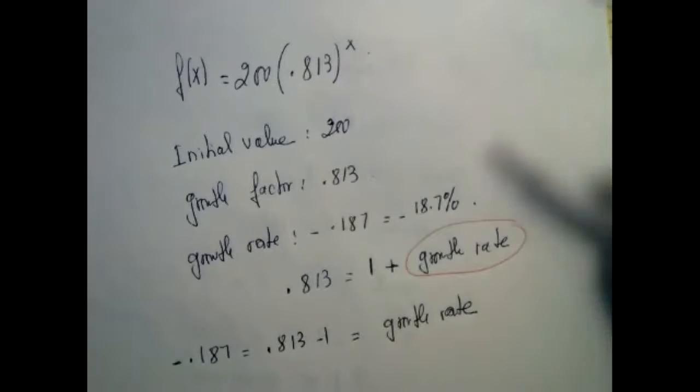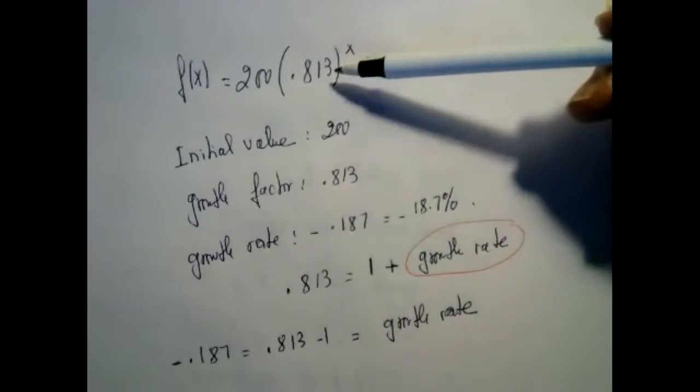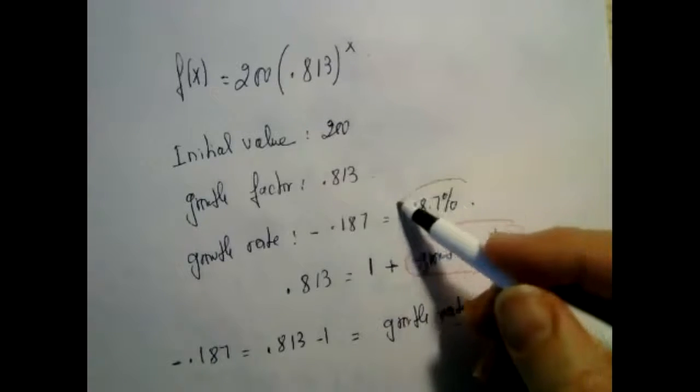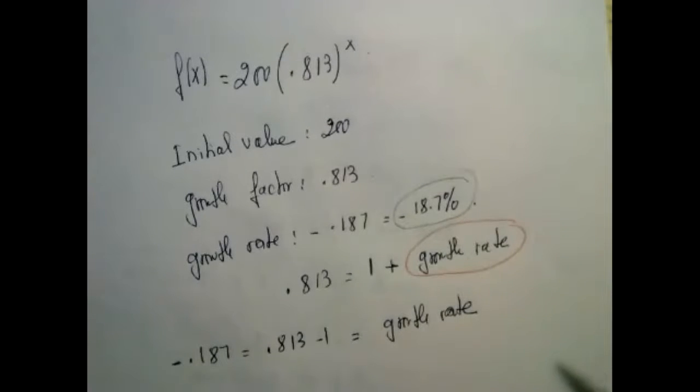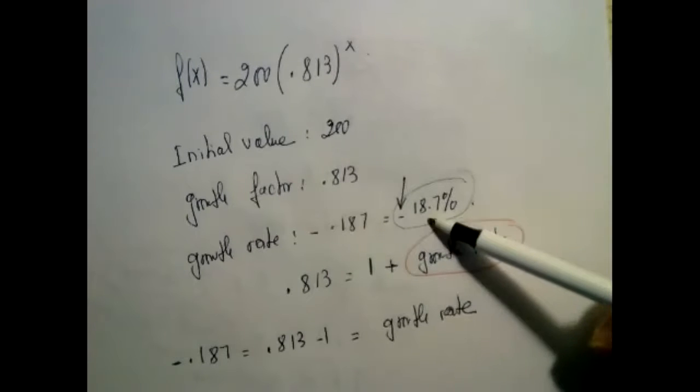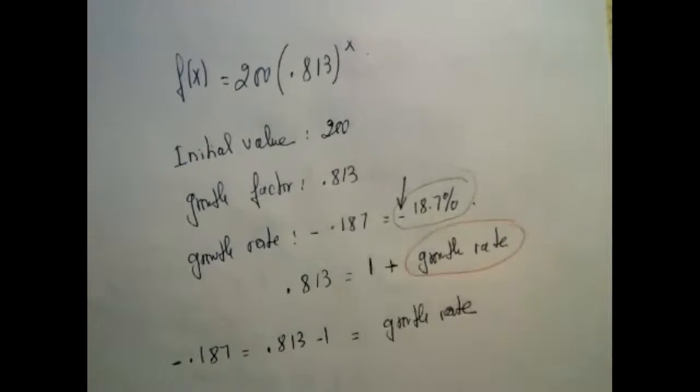So what does this mean? It means every unit of time, every year, we lose 18.7%. So that's a negative growth. What is a negative growth? It means decrease by. The negative tells me you have a negative growth rate, not a positive one. It means every unit of time, we lose 18.7% of whatever quantity we're measuring. So if we lose 18.7, it means we keep 81.3 of it.